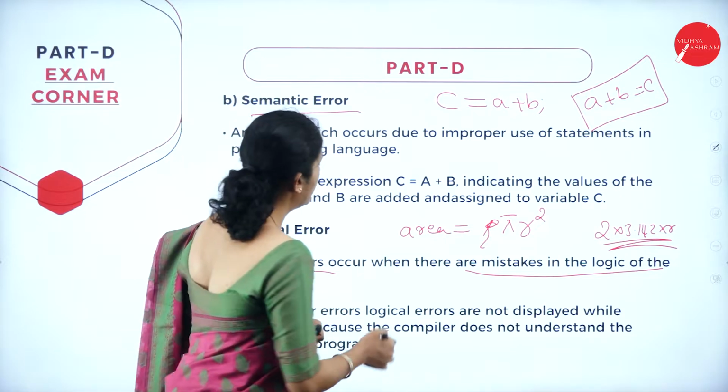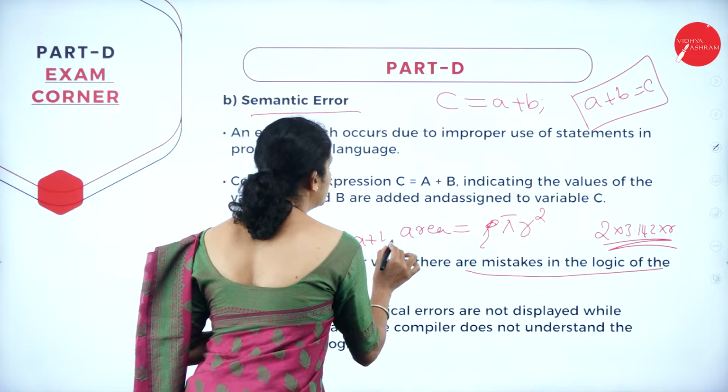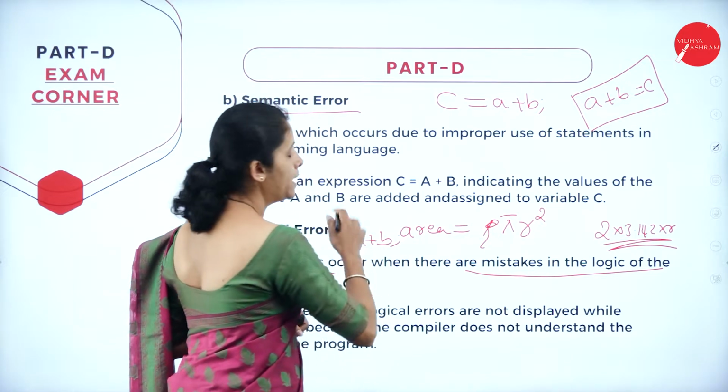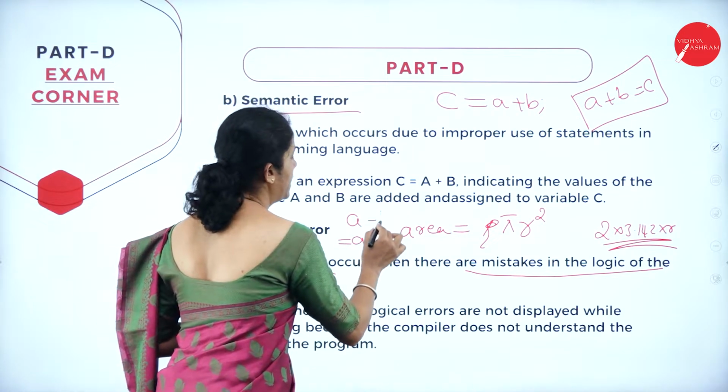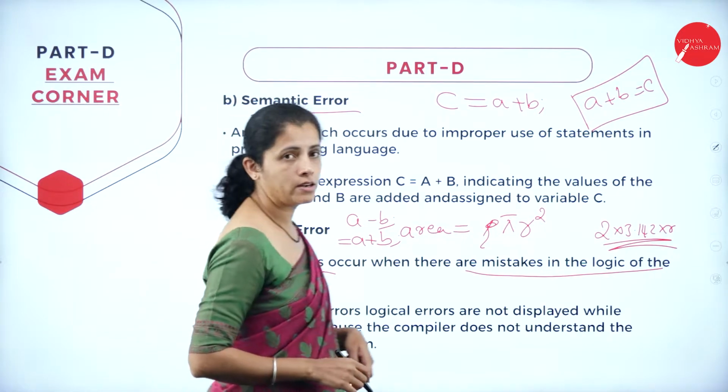For example, I can consider another one. Think that I want to perform addition. Instead of writing A plus B, if I write A minus B, this also leads to a logical error.